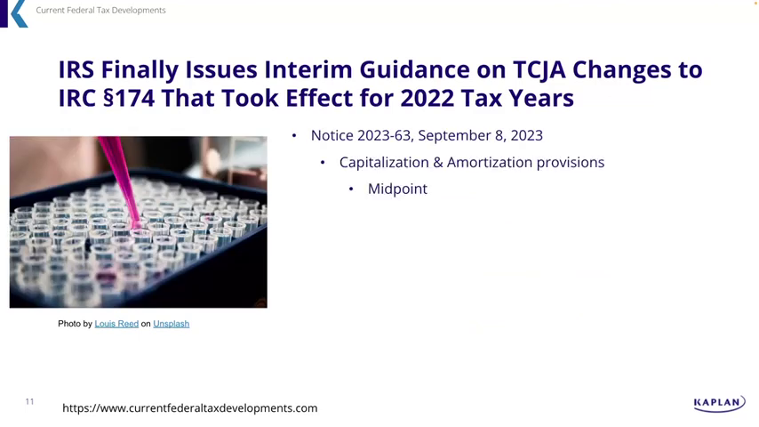Okay. Now, we also have a definition of what is the midpoint. Now, generally, the midpoint for a 12-month year is going to be the first day of the 7th month of the tax year. And that's important because that means you're going to get 6 months of amortization.